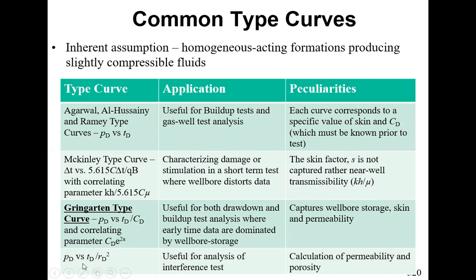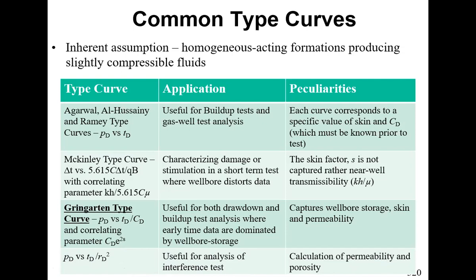I'll go to the fourth one, which is the type curve where you have the plot of dimensionless pressure versus the ratio of dimensionless time to the square of dimensionless radius. This is basically used for the analysis of interference tests, and you can calculate permeability and porosity from this.